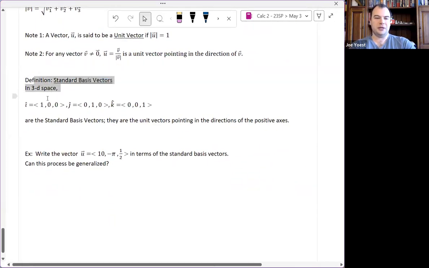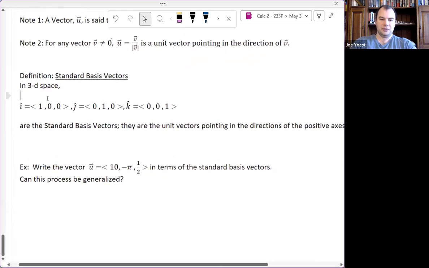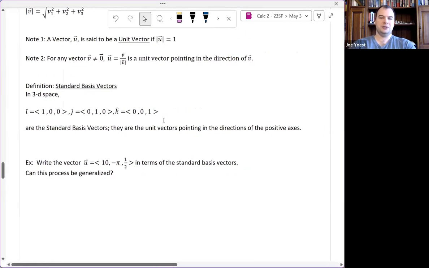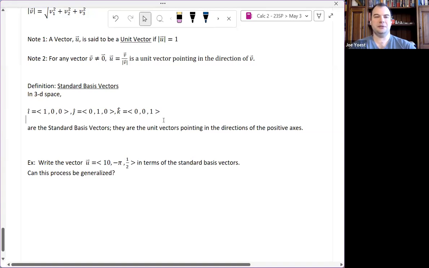We also have standard basis vectors. I'll blow this up a little. These are hats. So i hat, j hat, k hat is how we denote the standard basis vectors. i hat is 1, 0, 0, j hat is 0, 1, 0, k hat is 0, 0, 1. These are the unit vectors that are pointing in the direction of the standard positive axes.